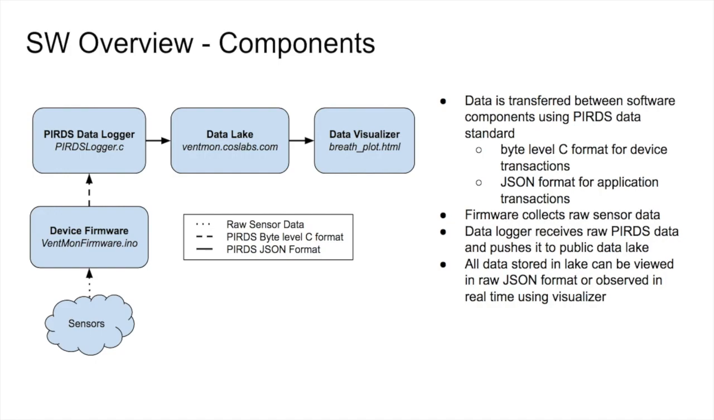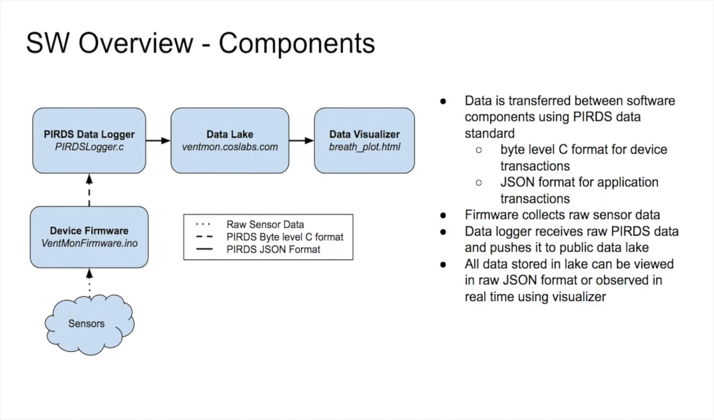So, as I mentioned, there are a couple basic software components in the VentMon. As we just talked about, we have some basic firmware collecting data from all the sensors. Next, we'll talk about the basic software components of VentMon. You can see all the main components of our software connected by the public Invention Respiratory Data Standard we've created to communicate that data. So raw sensor data is collected by the processor and then transformed into this byte level format of the PIRDS data standard.